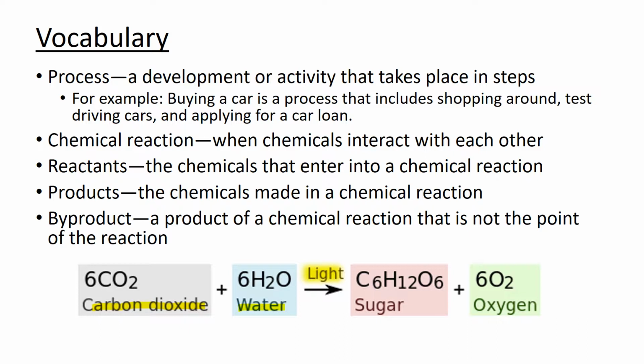Chemical reactions also have products. The products are the chemicals that are made in the chemical reaction. In photosynthesis, the products are sugar, and specifically the sugar glucose. The products are sugar and oxygen. And by the way, oxygen is actually a byproduct of photosynthesis. A byproduct is a product of a chemical reaction that is not the point of the reaction. The point of photosynthesis is to produce glucose, but it also produces oxygen as a byproduct.